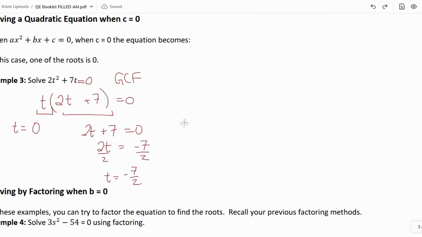Do I have two solutions? I've got a 0 and a negative 7 over 2, not 3.5. And so I'll say, great. Therefore, t equals 0 and negative 7 over 2.